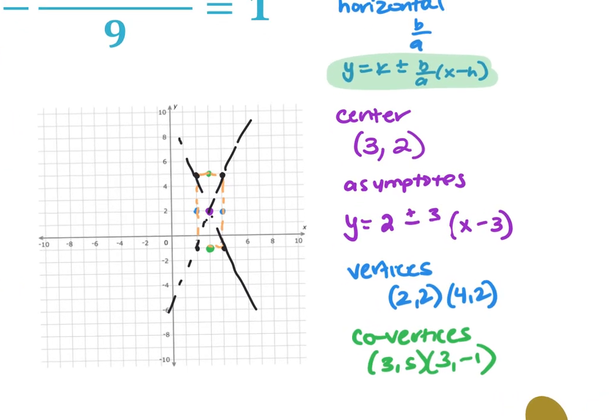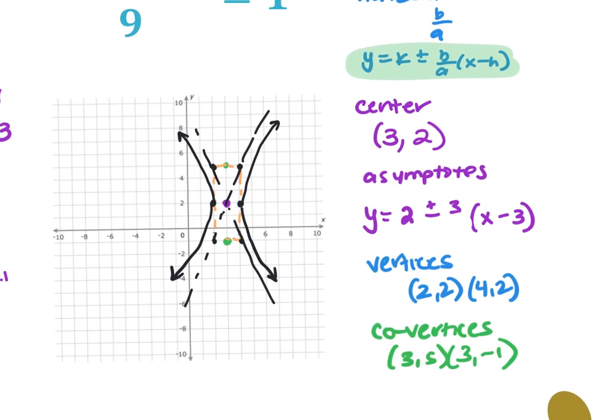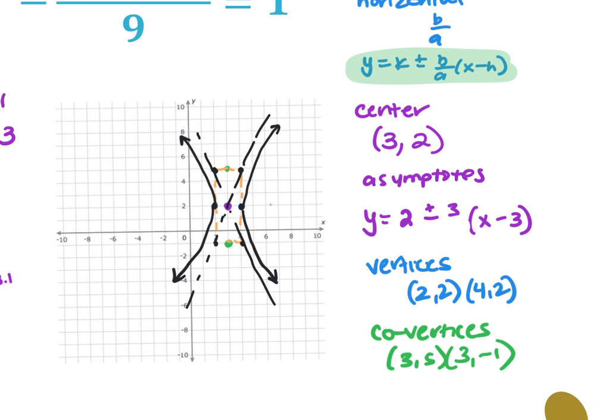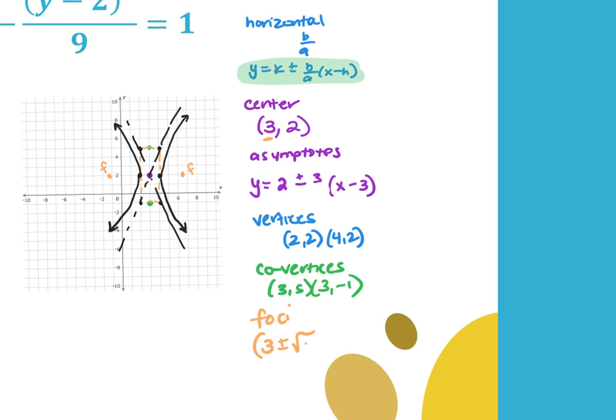It's horizontal, so the branches are coming from the right and the left off those vertices. And the foci would be 3.1 away from the center. 1, 2, 3.1, 1, 2, 3.1. Which means we're adjusting the x coordinate of my center by adding and subtracting the square root of 10. The y stays the same. So it would be 3 minus root 10, 2, and 3 plus root 10, 2. Questions?